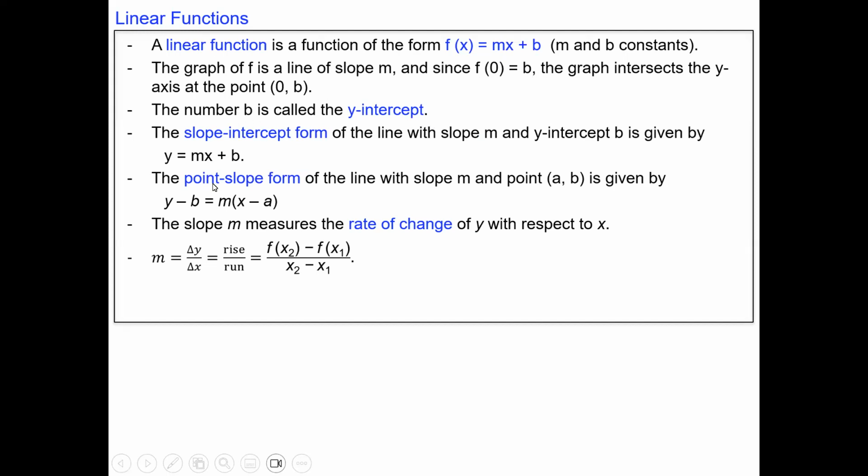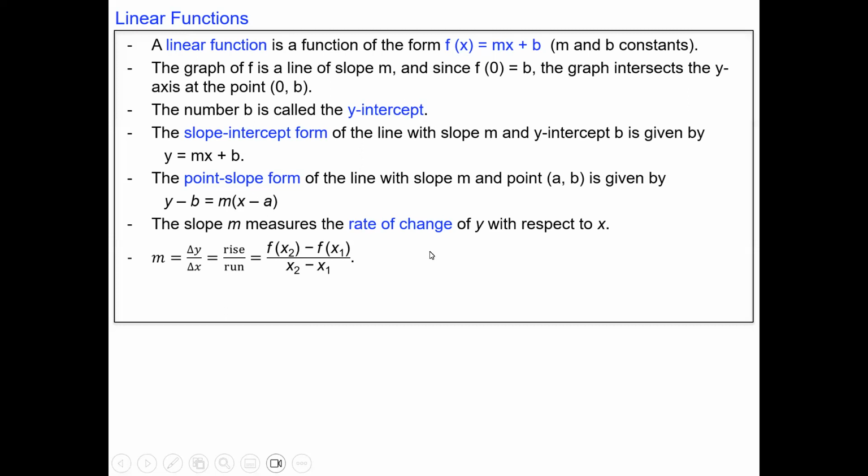We have also point slope form, and that form is quite popular if we know one point that satisfies the equation of the line and we possibly know the slope. Then we can get that form, and we may always convert to the form mx plus b.